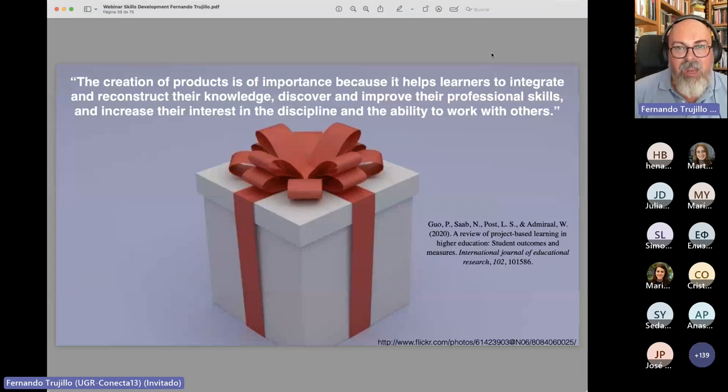And after that, we apply that content knowledge and those skills into the implementation phase, in which we create the final product. And in fact, one of the features of project-based learning is that the creation of real products, maybe analogical, maybe digital, is of real importance because the final product helps learners to integrate and reconstruct their knowledge, the process of discovery, and to improve, in case we are in a higher education context or in a workplace context, their professional skills and increase their interest in the discipline and the ability to work with other people.